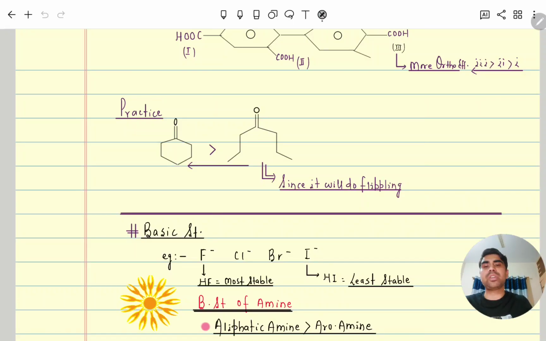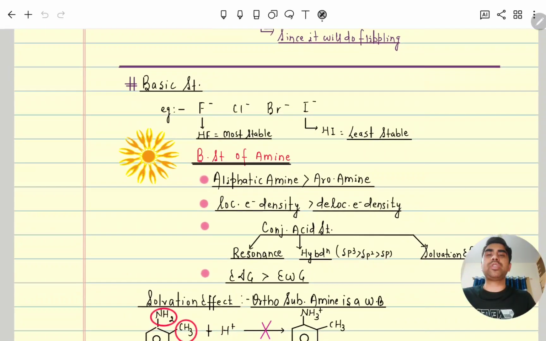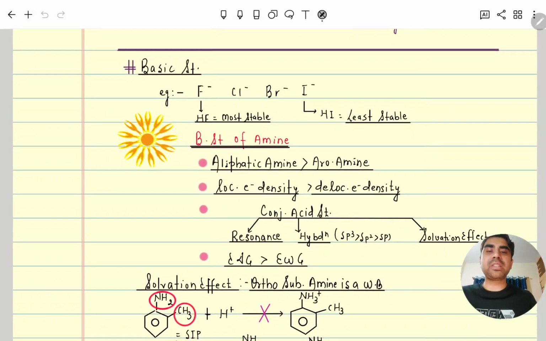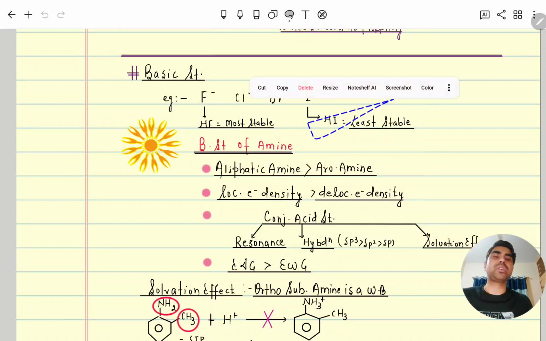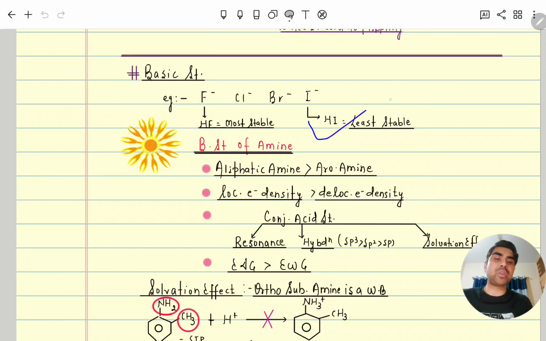Now we will discuss basic strength. For basic strength also, the more stable the conjugate base, the more will be the basic strength. Clear? So here you can see F minus, Cl minus, Br minus, I minus is given. You write its conjugate acid. The more stable the conjugate acid, the more will be the basic strength. Once again, the more stable the conjugate acid, the more will be the basic strength of I minus or F minus.